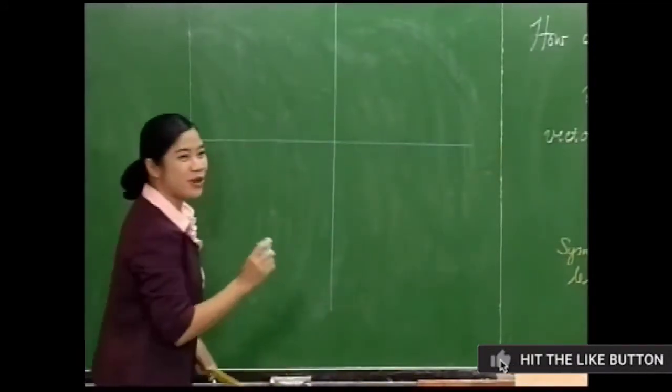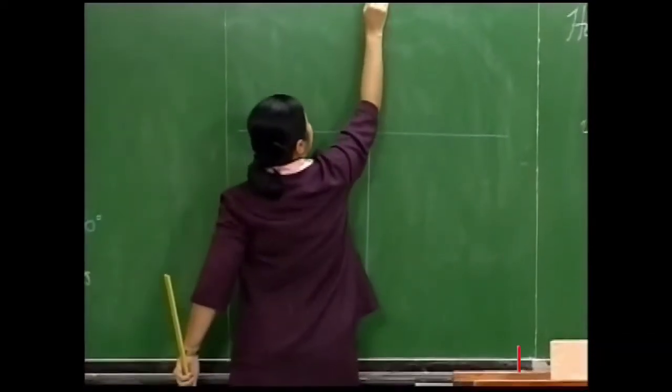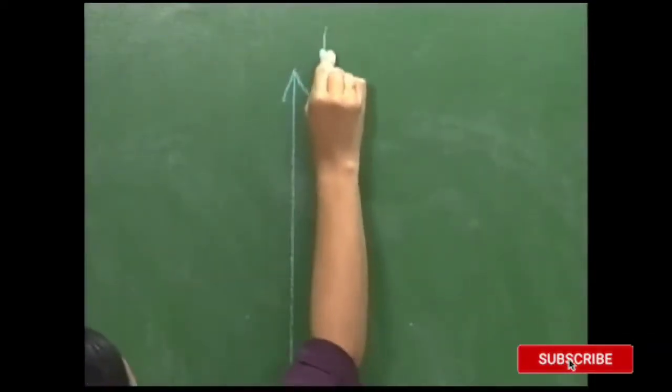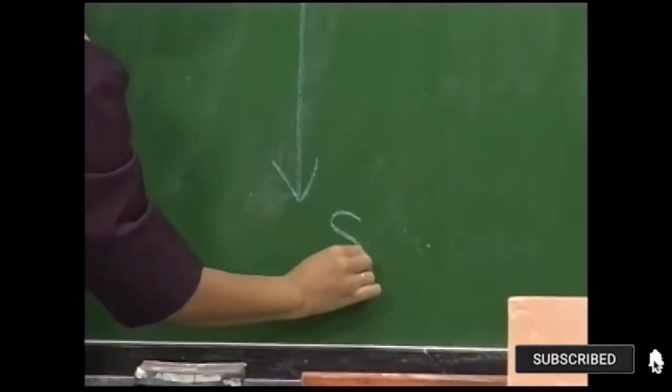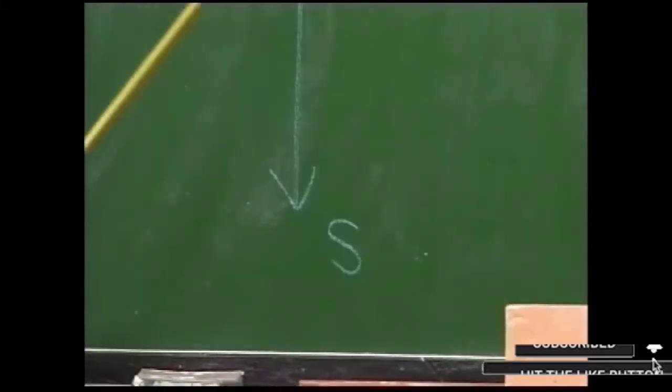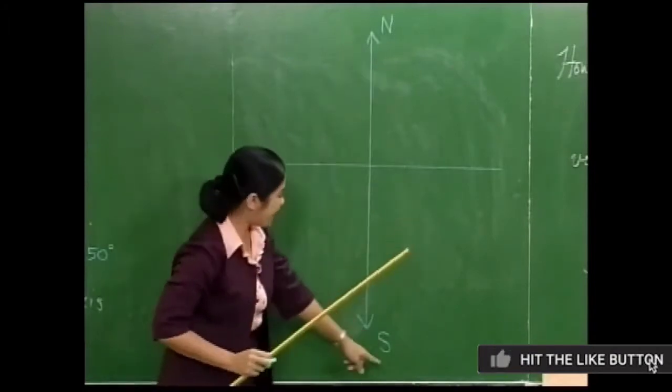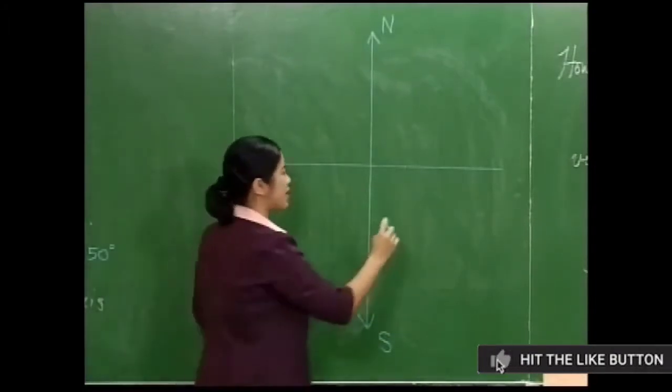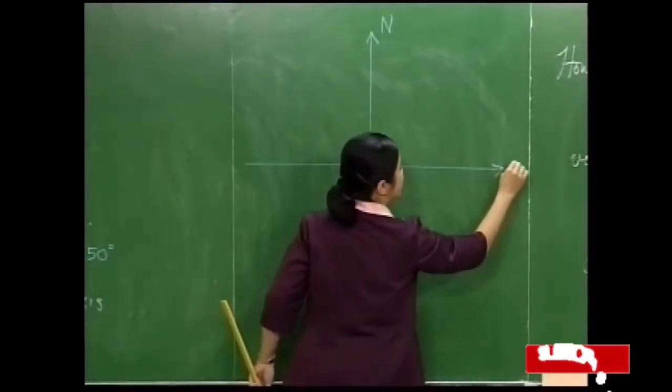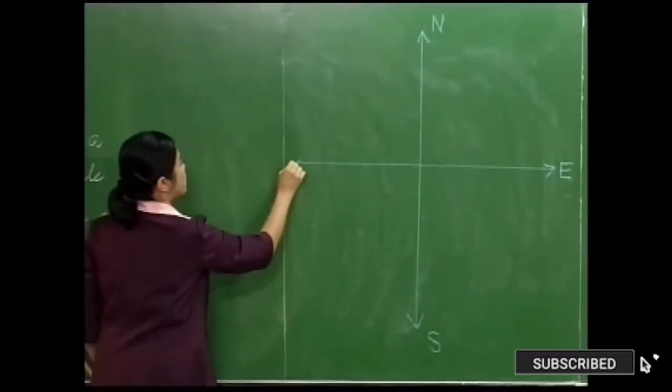And I suppose you are familiar with this. Let me call this N. And going down would be S. N for north, S, south. And of course, as you expect, this will be east, while to the left, you will have west.